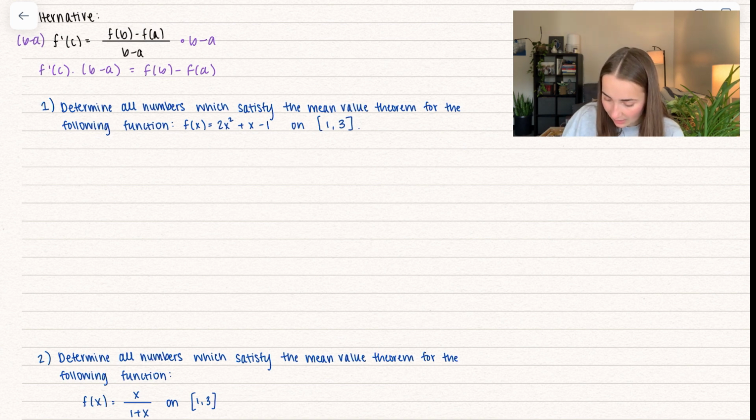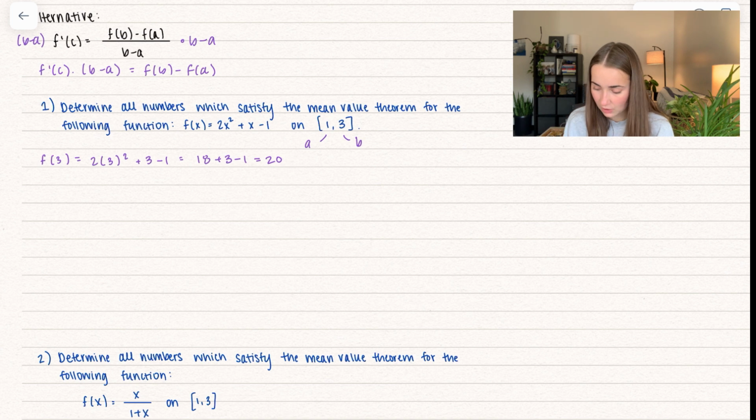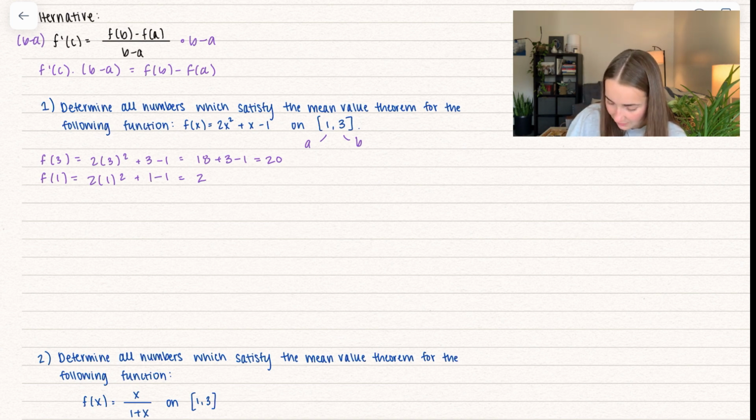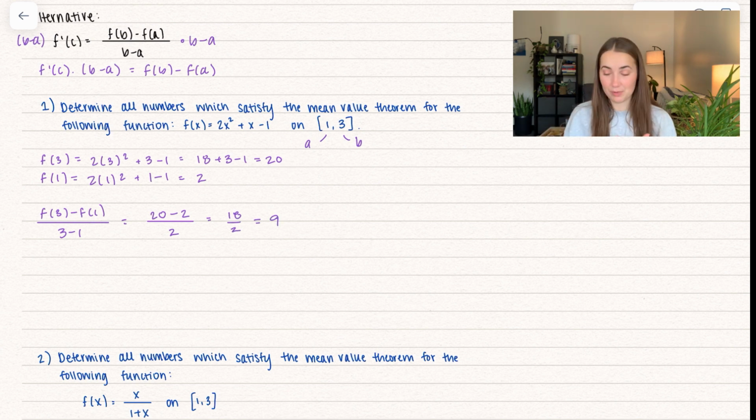First we can go ahead and calculate that f of b minus f of a. So our b value is going to be that 3, and our a value is going to be the 1. So let's go ahead and calculate f of 3. So here I got a value of 20. Let's go ahead and calculate our f of a. Alrighty, so we got 20, we got 2. So let's go ahead and plug this in. We have f of 3 minus f of 1 all divided by 3 minus 1. Okay, so we found that part of the formula.